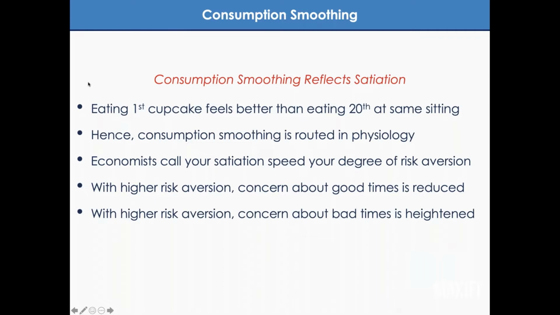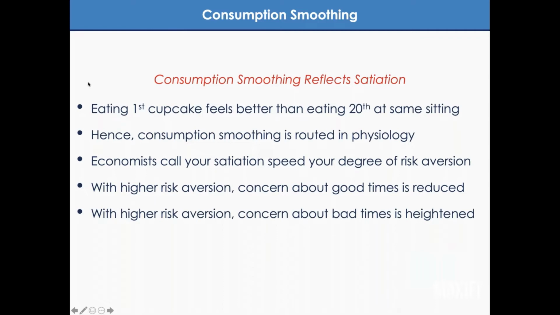Now, economists call the satiation speed your degree of risk aversion. How fast you get satiated, we call your degree of risk aversion. So with a very high risk aversion, your concern about good times is reduced because you don't get particularly satiated. So whether it's good times or bad times, it doesn't matter that much to your extra happiness. So you're willing to take a lot of extra risk because that 20th cupcake feels as good as the first cupcake.